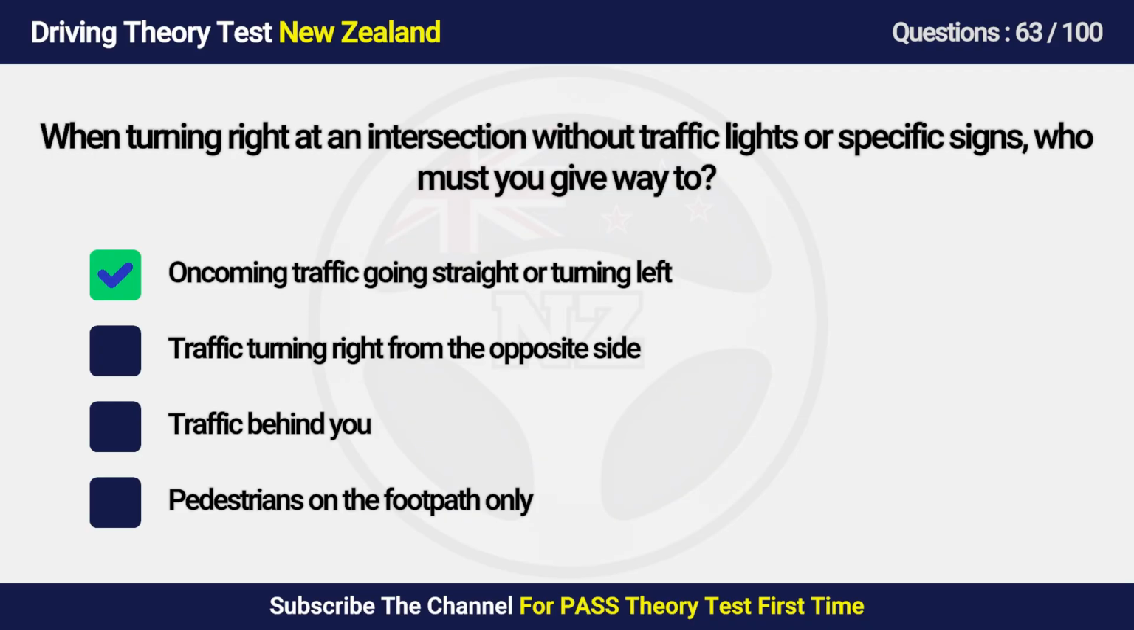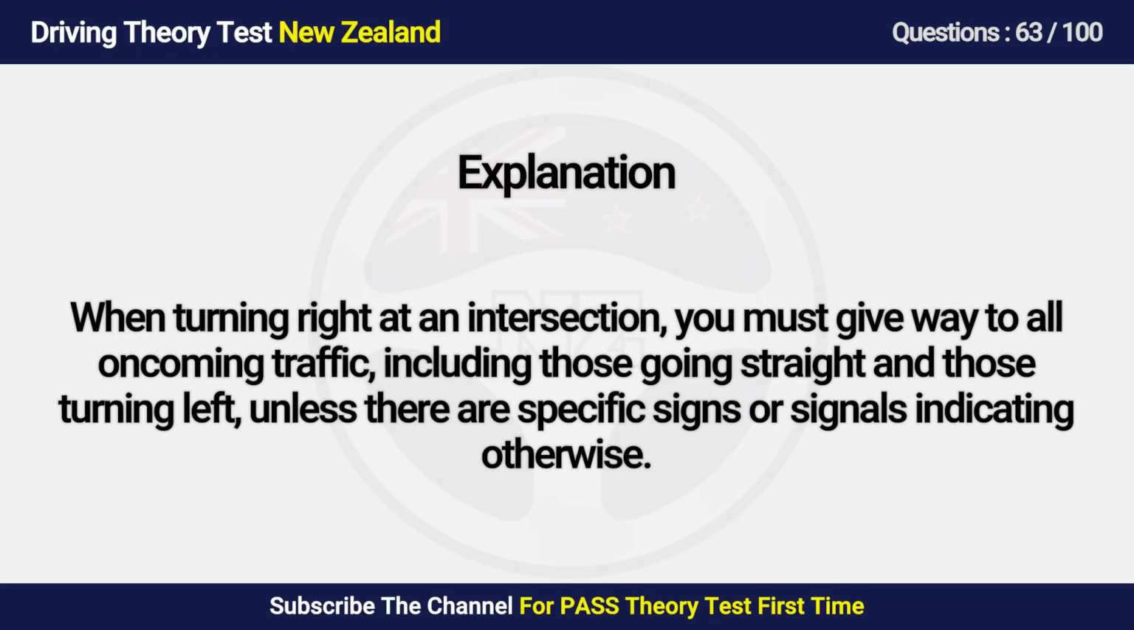Answer is A. Oncoming traffic going straight or turning left. When turning right at an intersection, you must give way to all oncoming traffic, including those going straight and those turning left, unless there are specific signs or signals indicating otherwise.